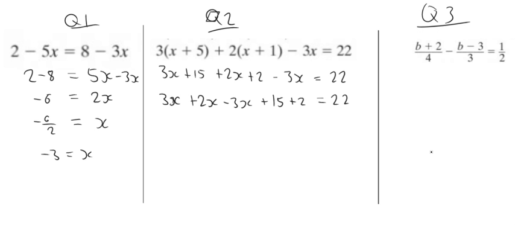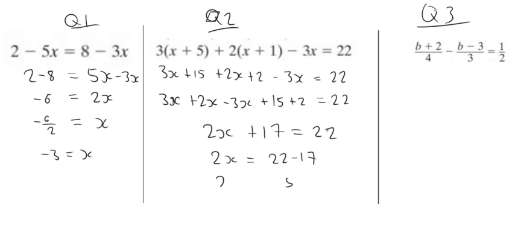The x's, 3x plus 2x minus 3x, will give us 2x. 15 plus 2 is 17, is equal to 22. And then I'm going to bring the 17 across, and it becomes a minus 17. 22 minus 17, and that will give us 5. x then is equal to 5 divided by 2, and we can either answer like that, or we can call it 2.5 if you want, but that's our answer.